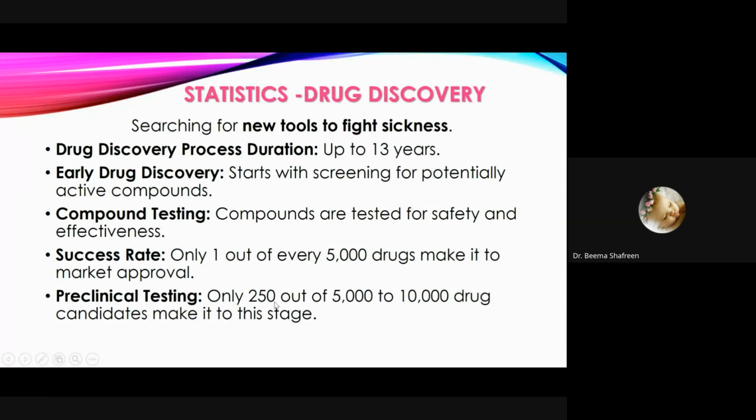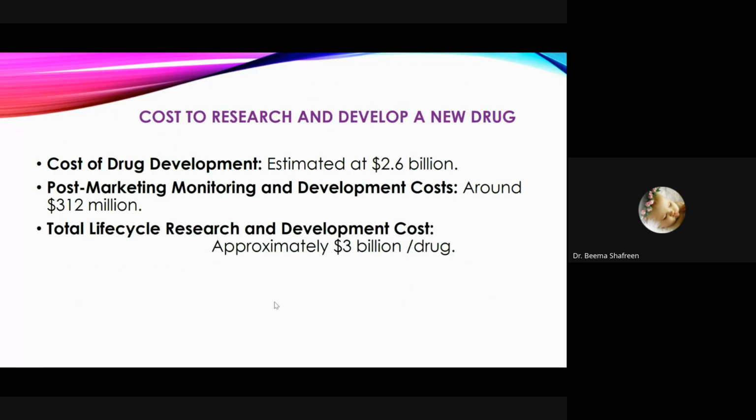The cost to research and develop a new drug is generally estimated at $2.6 billion, and the post-marketing monitoring and development cost is around $312 million. The total life cycle cost for research and development of a new drug is approximately estimated at $3 billion per drug.